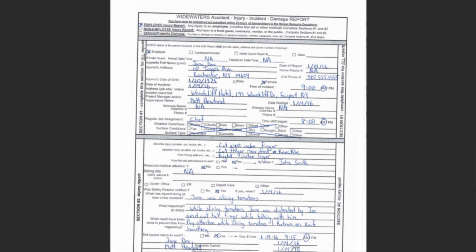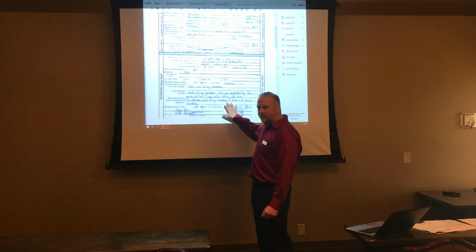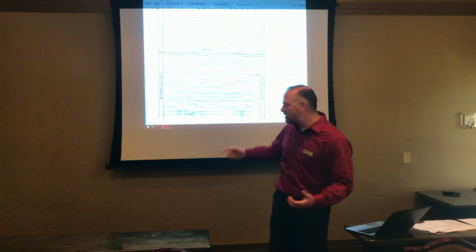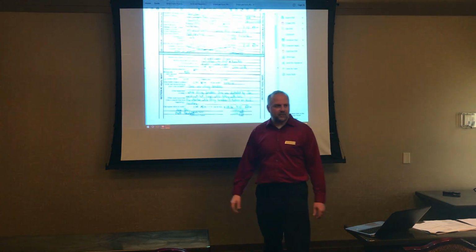And we get down through, Jane was slicing tomatoes. While slicing tomatoes, was distracted by Joe, cut her finger. While talking with him, pay attention while slicing tomatoes and retrain on knife handling. So, as an action. Now, we put this out, but I stated earlier, sometimes that last one, what could have been done to prevent this?